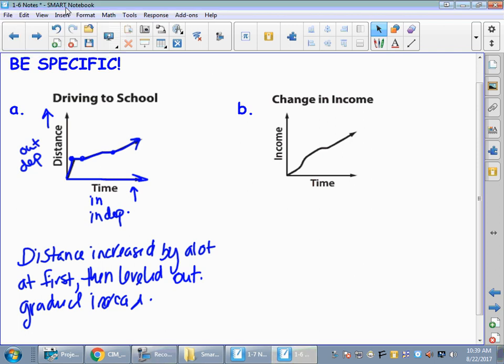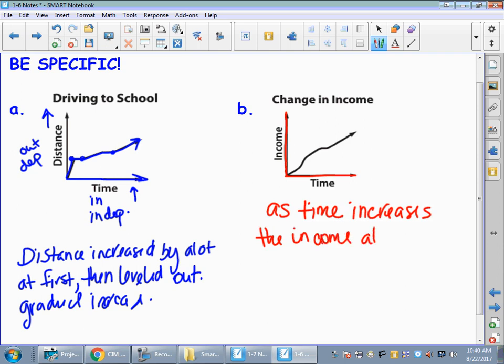In the second example, as time increases, income is increasing. And that's really all you have to say. As time increases, the income also increases. Now, if it decreased, we would say that. But as the time goes to the left, that's going up, or I'm sorry, to the right, and so is the income going up.